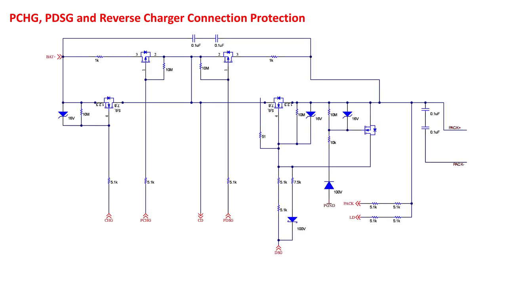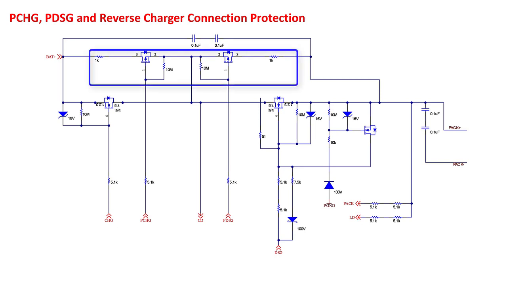In this example, the same series FET configuration is used, but here we have the high side P FETs with series resistors for pre-charging and pre-discharging. This example also includes a reverse charger protection circuit. First, let's talk about the pre-charge and pre-discharge FETs.